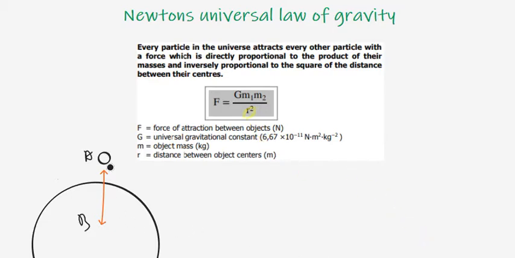Let's say you are given object A and object B. Should I say particle A and particle B? Newton said object A, which is an apple, is attracting object B, that is Earth, with a force of attraction that is directly proportional to the product of their masses and inversely proportional to the square of the distance between their centers.